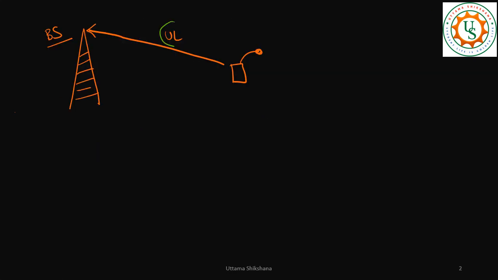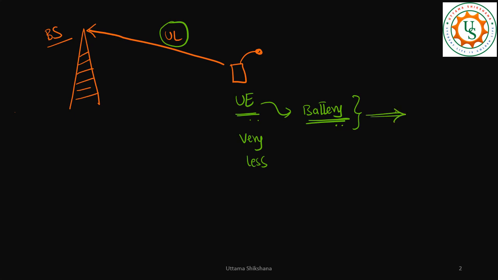in the uplink. In the uplink, the UE is transmitting the signal to the base station, and the UE, we know that it should be very compact and less costly, right? And since the UE is battery operated, we need to have very less power consumption, right? Then only the battery life will last for a longer duration. For this reason, in the uplink, the PAPR is a major problem, right?